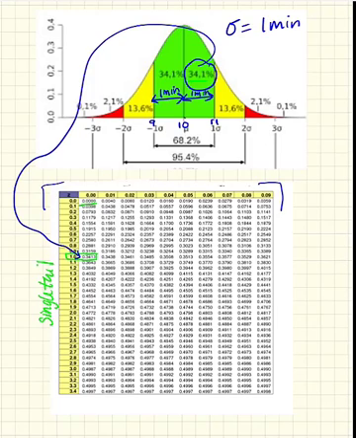Now, this is where it gets confusing. If we switched and we were no longer talking about running and we were talking about points in a basketball game that professional basketball players shoot, now our mean is going to be different and our standard deviation is going to be different. But what is always, always, always going to be the same is this, 34%.